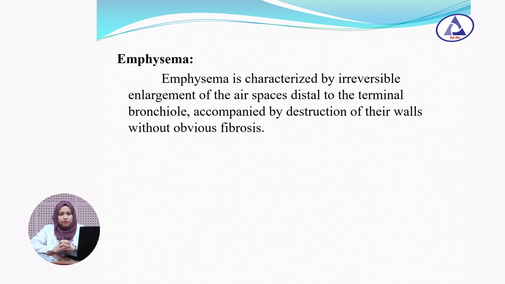What is emphysema? Emphysema is characterized by irreversible enlargement of air spaces distal to the terminal bronchiole, which is accompanied by destruction of their walls without obvious fibrosis. So in case of emphysema, the airspace dilation will be irreversible and the area of involvement will be distal to the terminal bronchiole, that is respiratory bronchiole, alveolar duct, and alveoli.